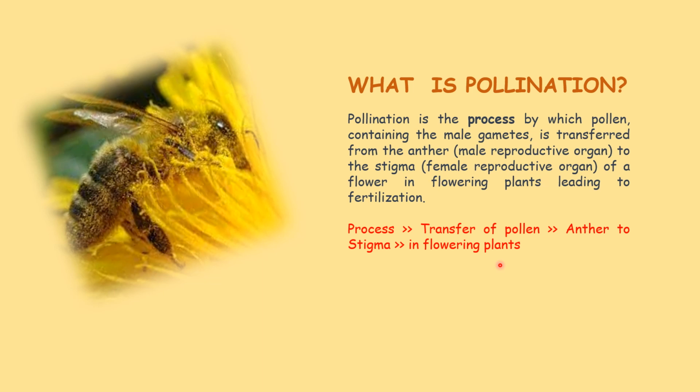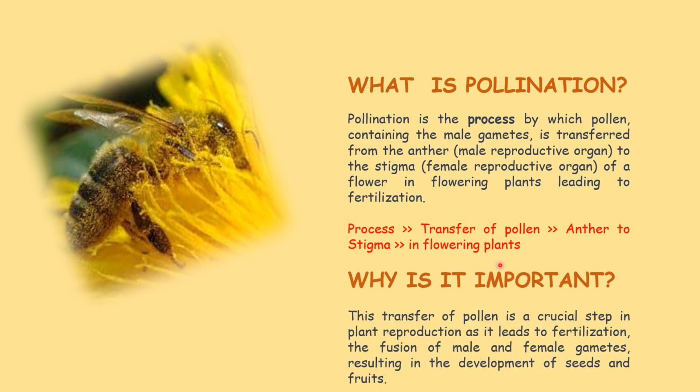Now, when I say it's a very crucial process, why do we say so? That's because only when pollination happens, it can lead to sexual reproduction where there is a fusion of male and female gametes. Only when there is a fusion of male and female gametes, seeds and fruits will develop. Right? So sexual reproduction in plants occur when the pollen from an anther is transferred to the stigma, and this process is known as pollination.